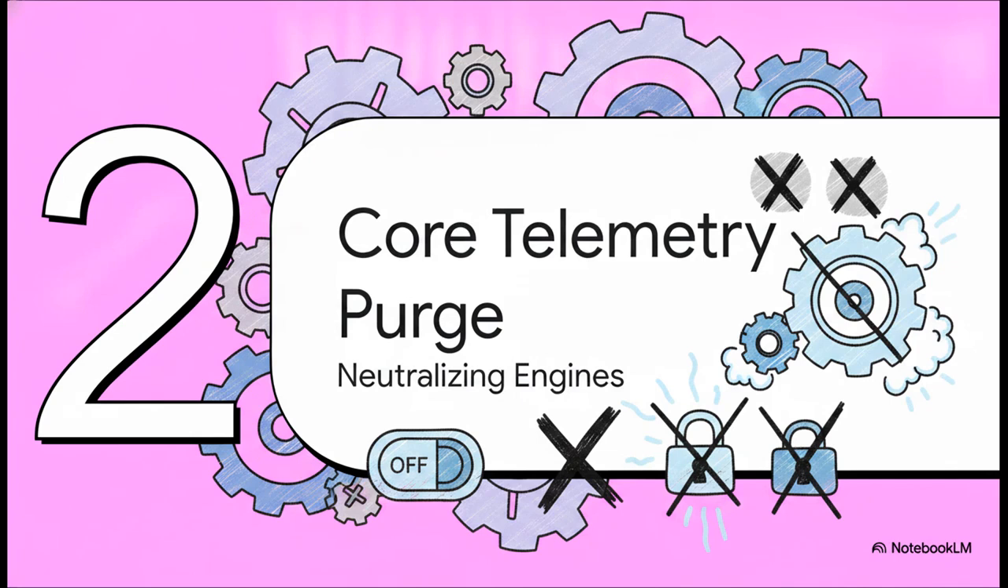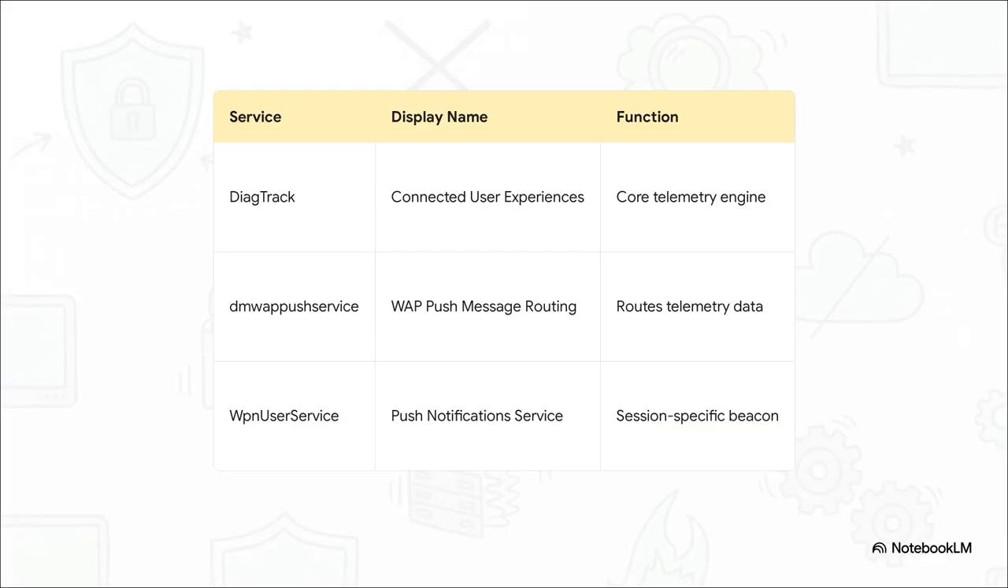Okay, part 2, core telemetry and task purge. We are not just toggling little settings in a menu here. We are going after the deepest tracking engines in the OS. We start by targeting the big 3 telemetry services to completely blind the diagnostic servers. First, Diatrack. That is basically the telemetry heart of Windows. Then, the DMW APD service, which routes all that tracking data. And finally, the WPIN user service, a session-specific background beacon that absolutely loves to stay network aware. Stopping and disabling these 3? Absolutely mandatory for a zero-trust environment.